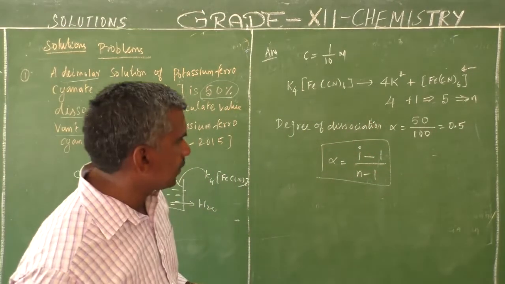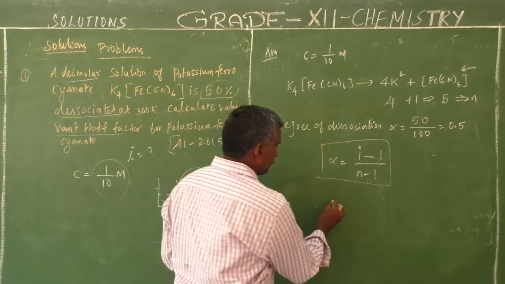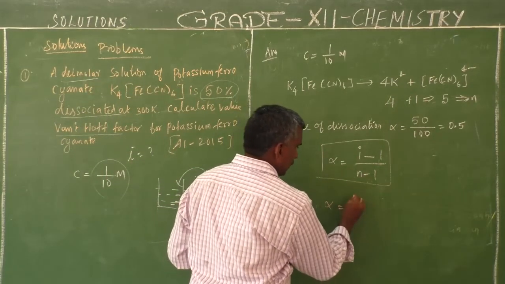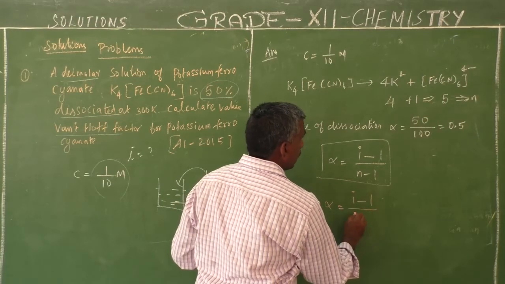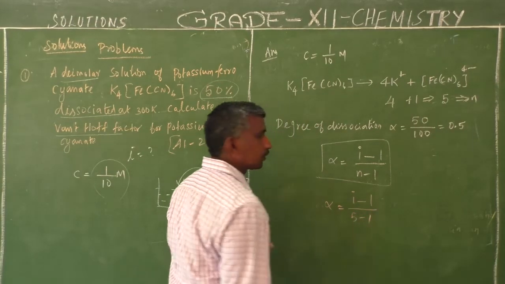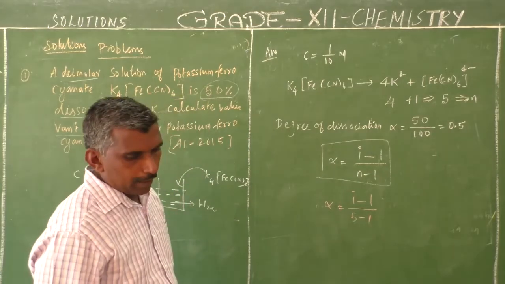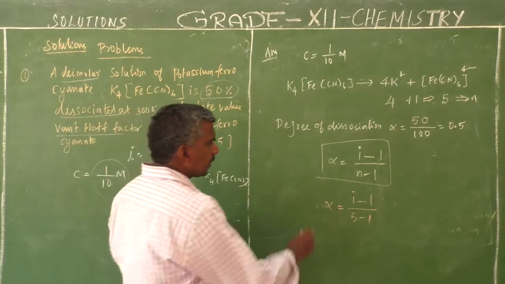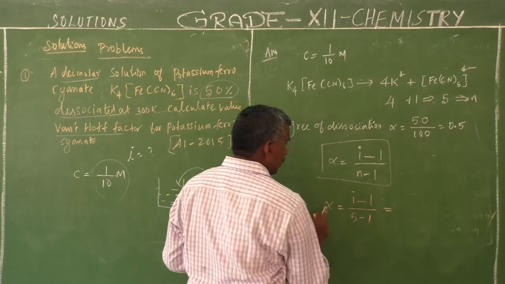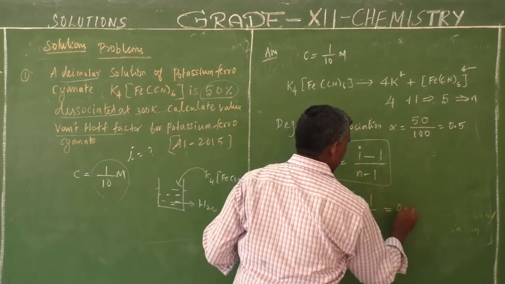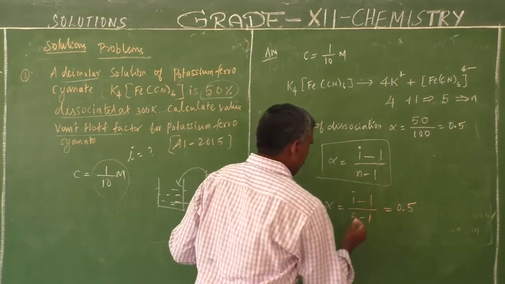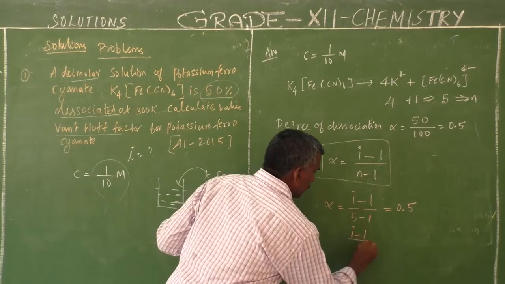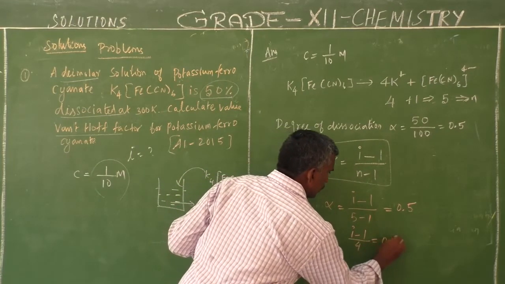Now you substitute. You don't know I, so I minus 1. N value is 5, so 5 minus 1. Now this is the alpha value. What is the value? 0.5. We want the I value. So I minus 1 divided by 4 is equal to 0.5.